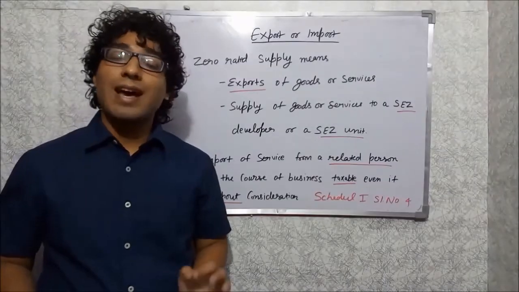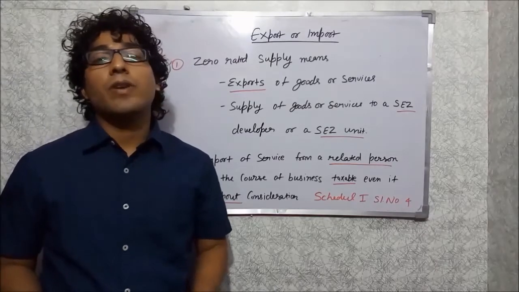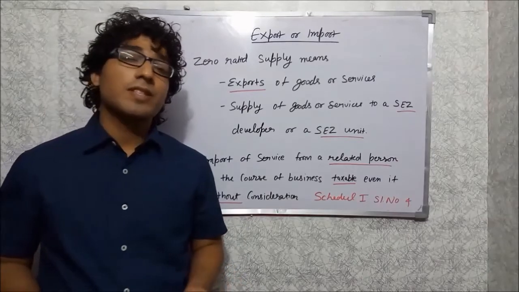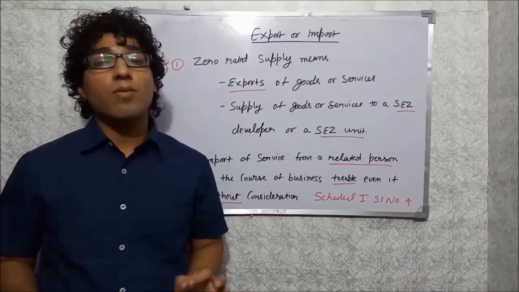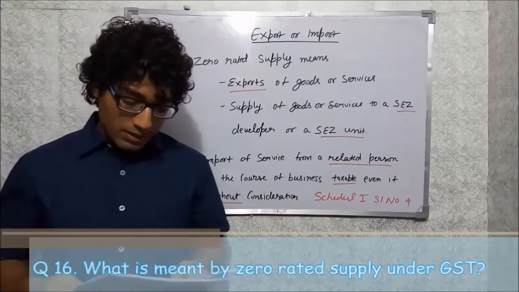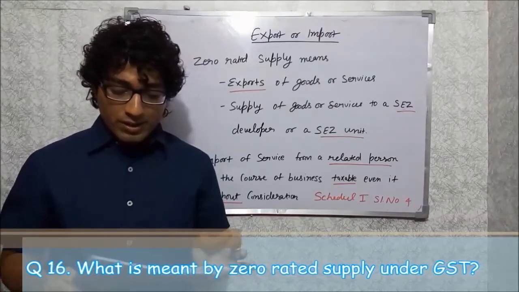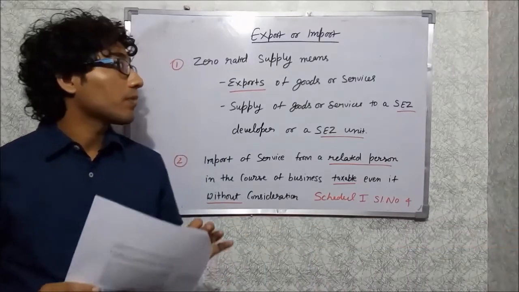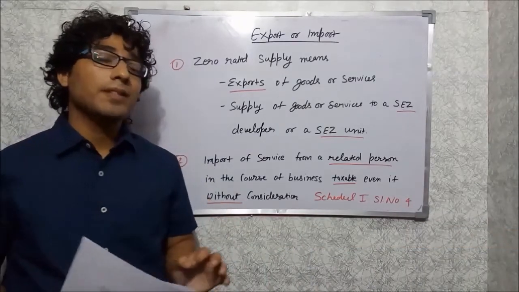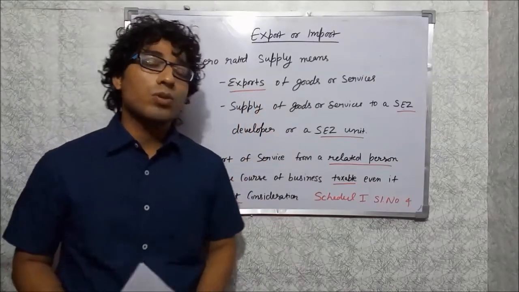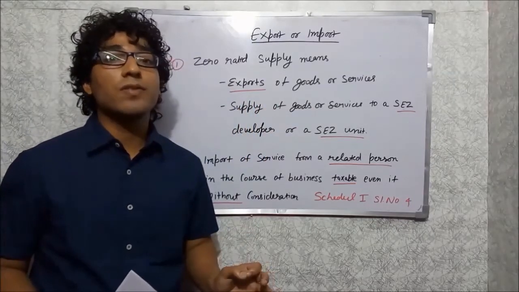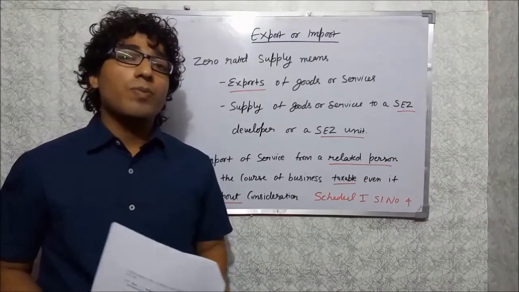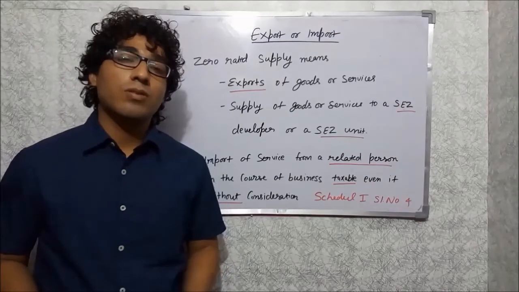Alright guys, so this is our last question, and with this our video will end. There are basically two questions here which are related to the export or imports of goods or service. So the first question is, what is meant by the zero rated supply under GST? The zero rated supply means the exports of goods or services. So when you export the goods or services, it will be a zero rated supply, and you don't need to pay the tax under GST if you export the goods or services.